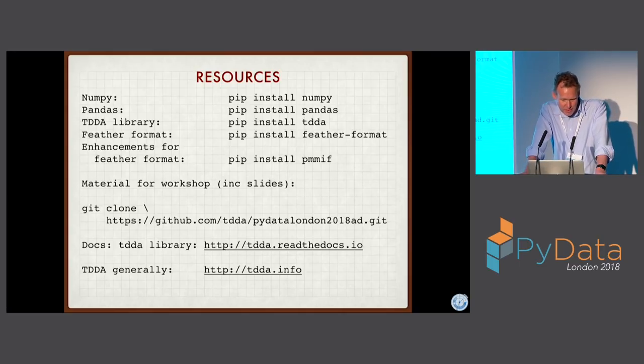And in case the text is small or you want to refer to it later, the slides are available in the repo that you can clone that has the data that we'll be using in the exercises, examples, whatever you want to call the things we'll be doing. The TDDA library does have documentation, and there's a blog at tdda.info. So that's all the introductory stuff.